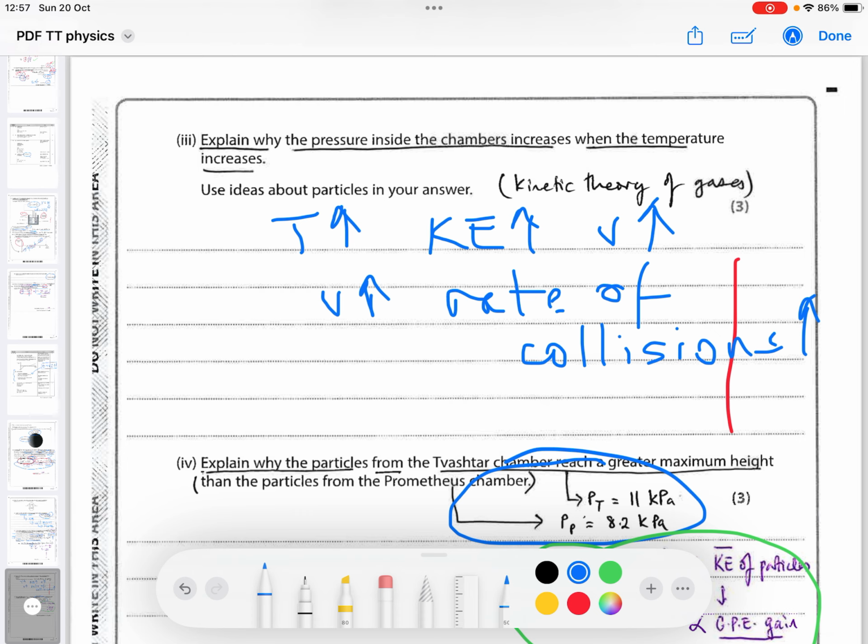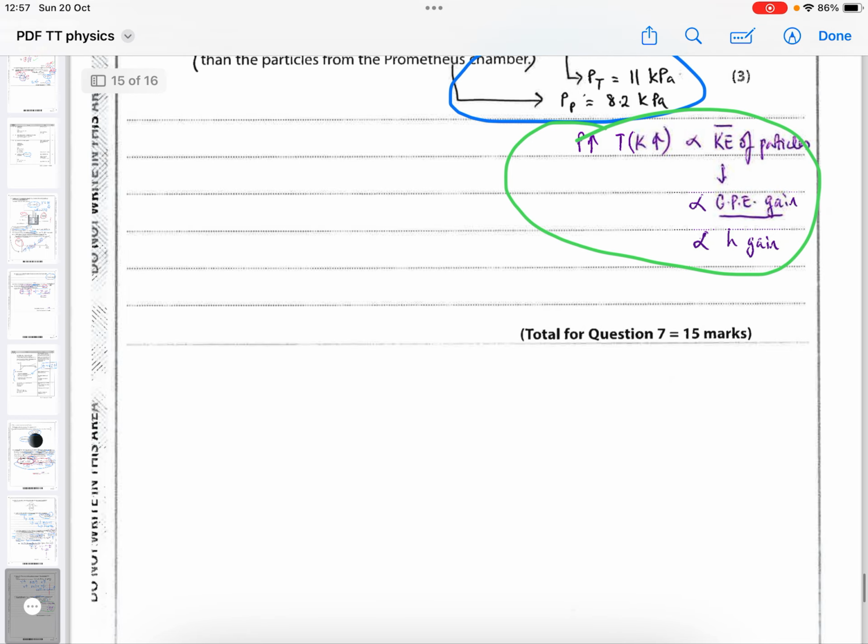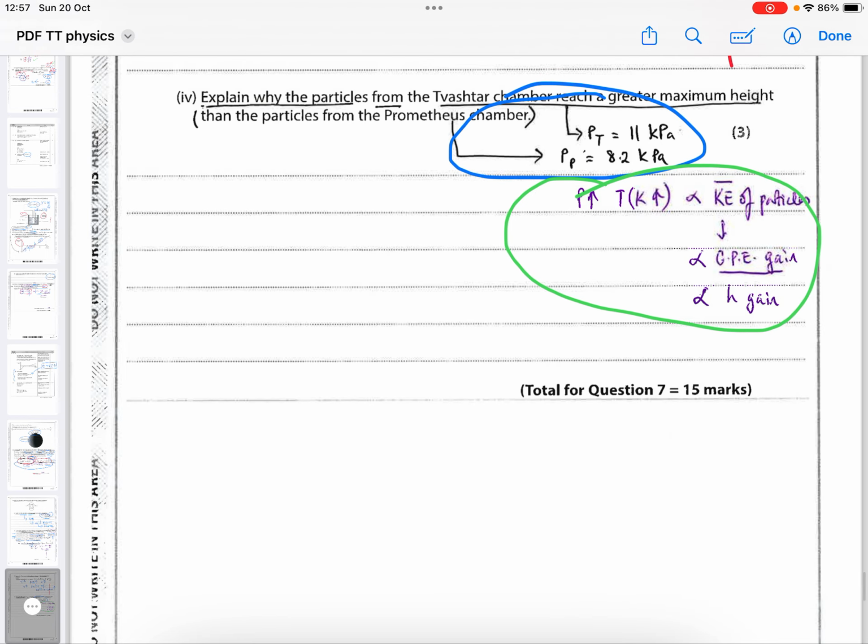All right, and let's see what other question they have. I'm actually walking and talking at the same time. Yeah, the final part says explain why the particles from the Tvashtar chamber reach a greater maximum height.